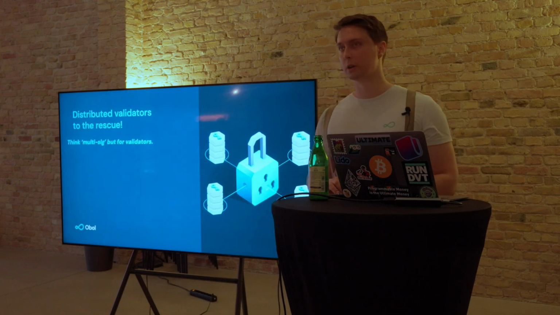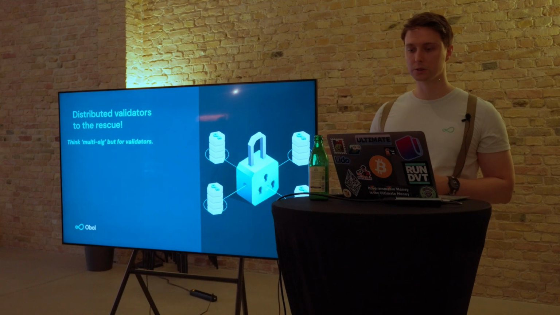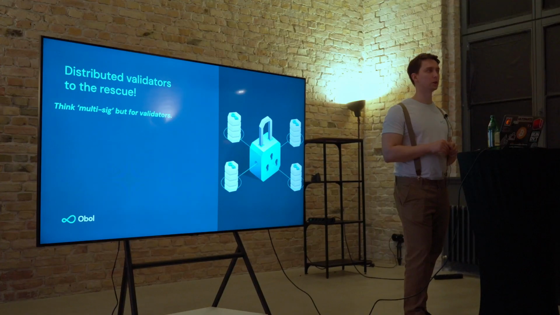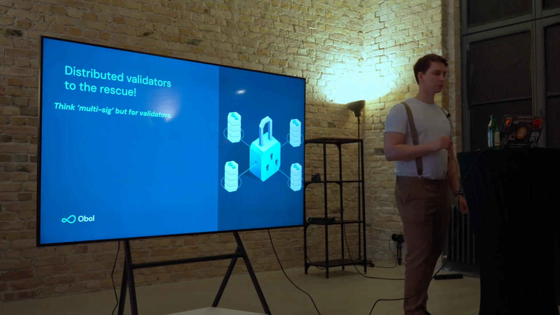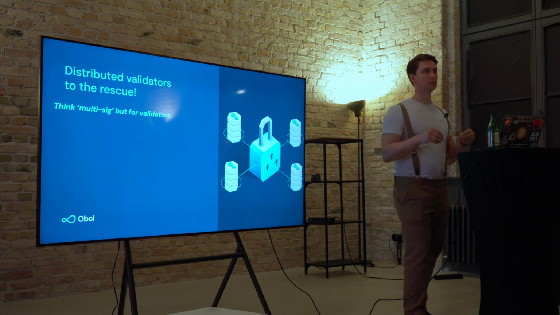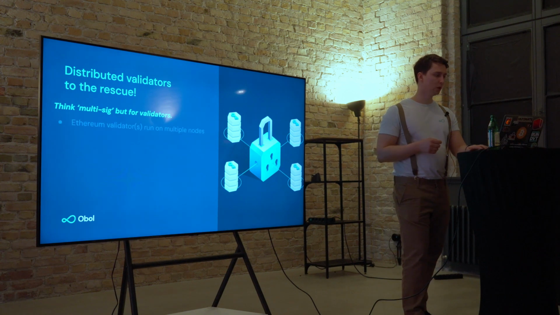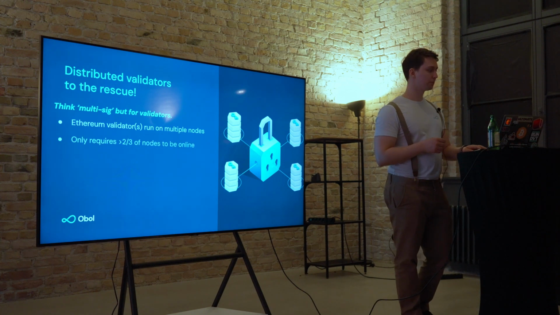So this is where DVs come in, distributed validators. So think about a multi-sig, right? A multi-sig is a wallet where you need multiple other wallets to sign off on transactions. It's just like that for a validator. So you're taking a validator key, you're distributing it to, in this case, 4 key shards, and it's going onto 4 different nodes, and those 4 nodes are running one validator together in this example. So it's an Ethereum validator run on multiple nodes.